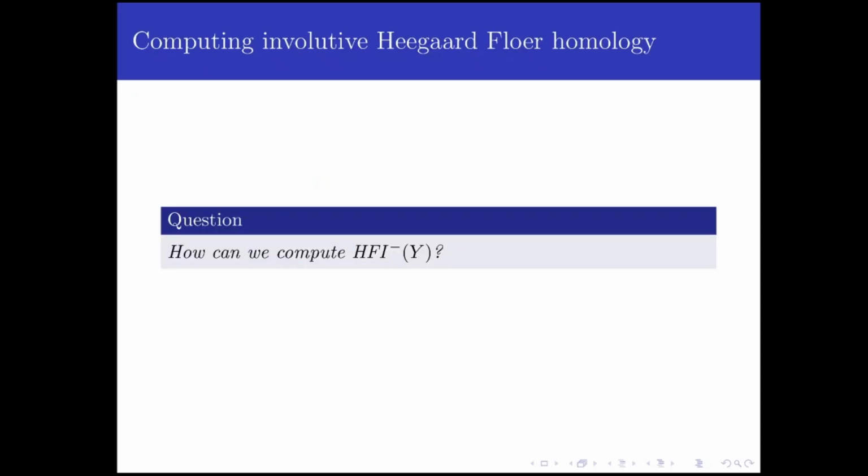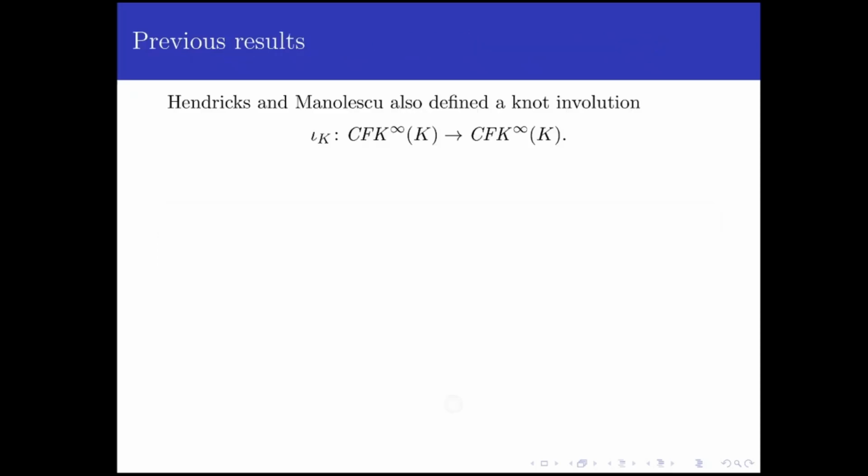But here's a question: how do we compute HFI minus? So, for example, is there an analog of the mapping cone formula, which we talked about earlier, which exists for ordinary Heegaard Floer homology? So let's talk about some previous results towards computing involutive Heegaard Floer homology.